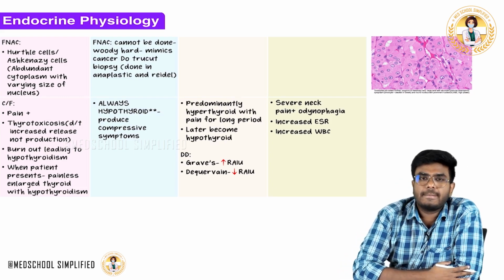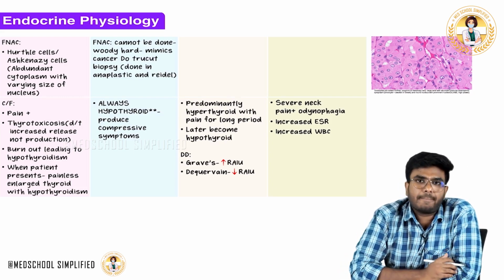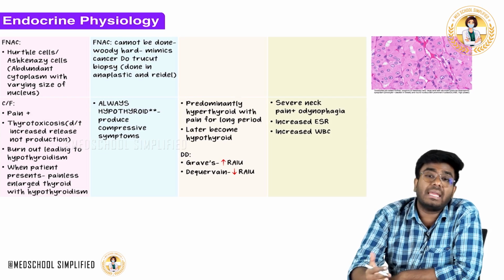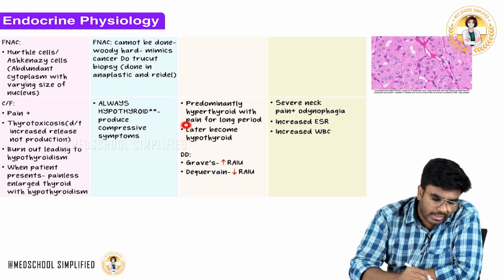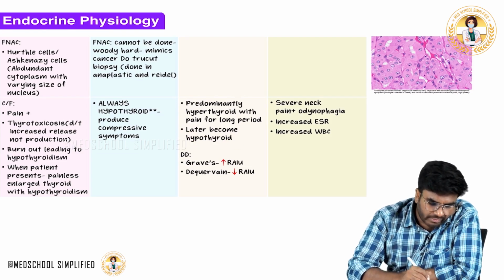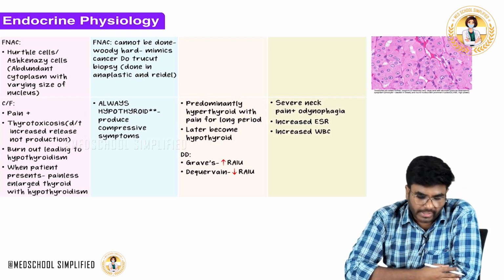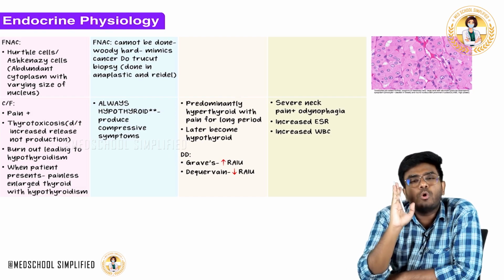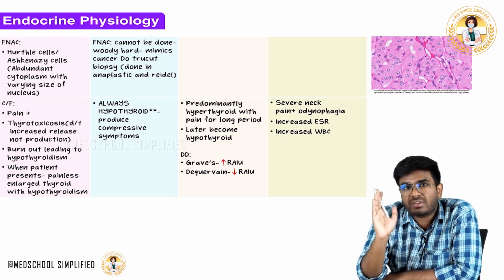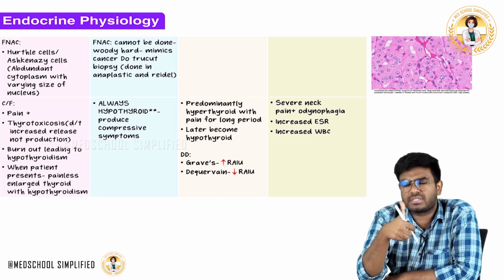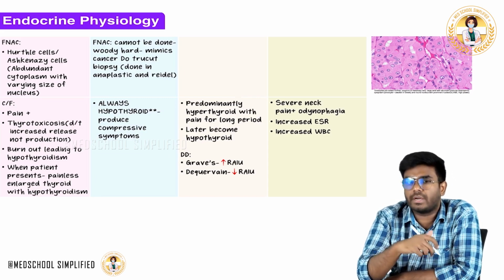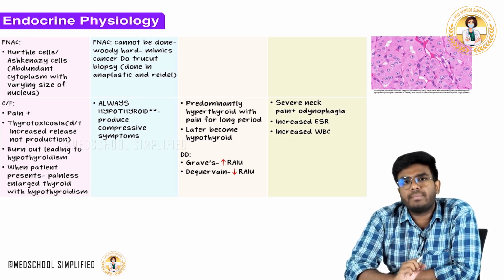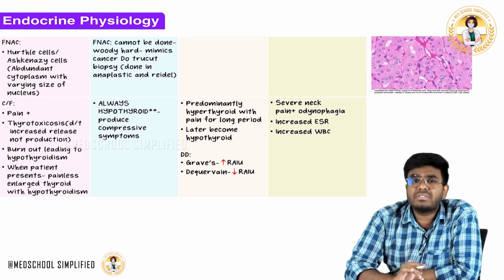So the question will be something like this: which thyroiditis predominantly presents as hyperthyroid? It is De Quervain's. At the end of the day, De Quervain's will also lead to hypothyroidism. And what is the differential diagnosis? Graves' disease is the most common cause of hyperthyroidism. So hyperthyroid features are there. De Quervain's thyroiditis predominantly presents as hyperthyroid, and even in Graves' disease, hyperthyroid.